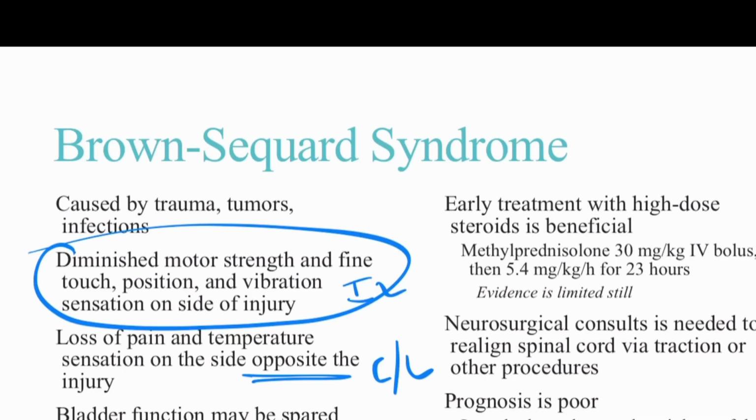Early treatment, high dose steroids again, okay? Evidence is limited, but blast them with steroids, trying to get that spinal cord inflammation reduced as fast as possible. Obviously, you've got to get your neuro consults, got to realign that spinal cord via traction or other procedures. Prognosis is poor for these Brown-Séquard patients, largely dependent on the etiology of the syndrome. How did it occur? What happened with the injury?